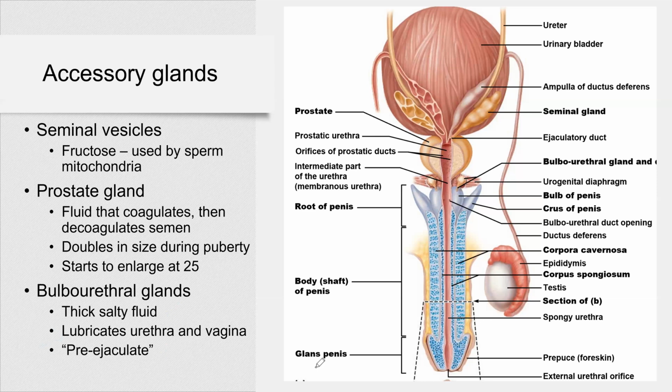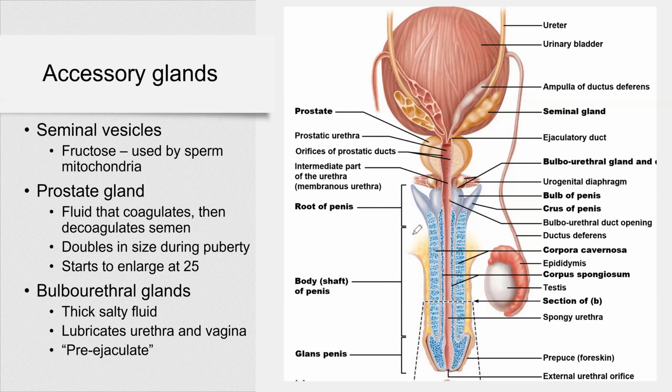Now, what else we can see on this diagram is the structure of the penis. We will look at the structure on another slide, but the penis can be divided into the root. This part is called the bulb of the penis. That's why we call these the bulbourethral glands. This structure that attaches the penis to the bone is called the crus of the penis. Then we have the body or shaft and the glans penis. This is the last part. The glans penis is covered by foreskin or prepuce, and we have the external urethral orifice over here at the end of the urethra.